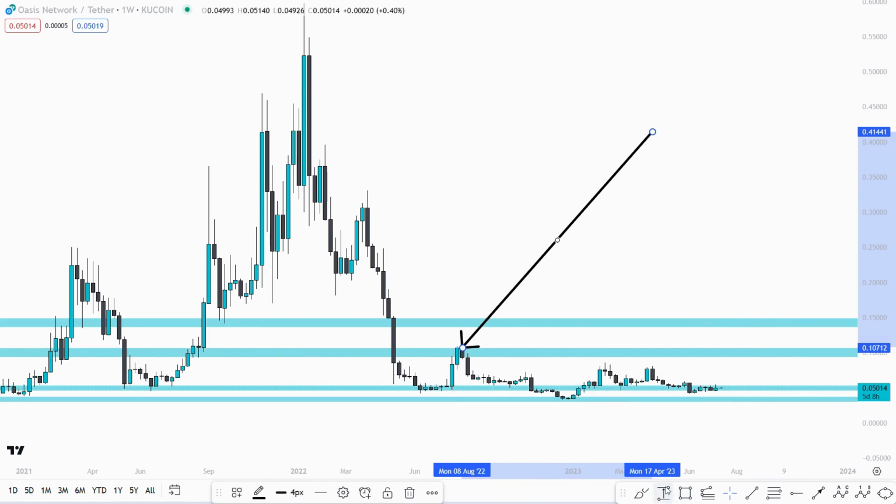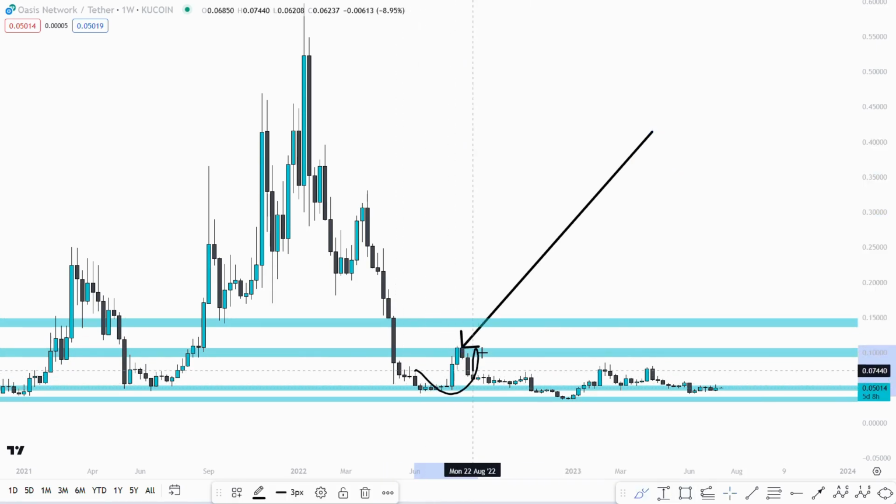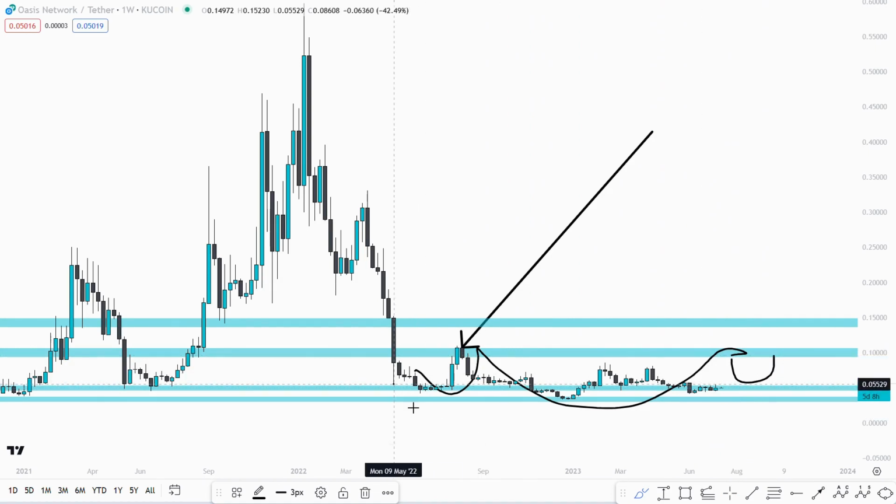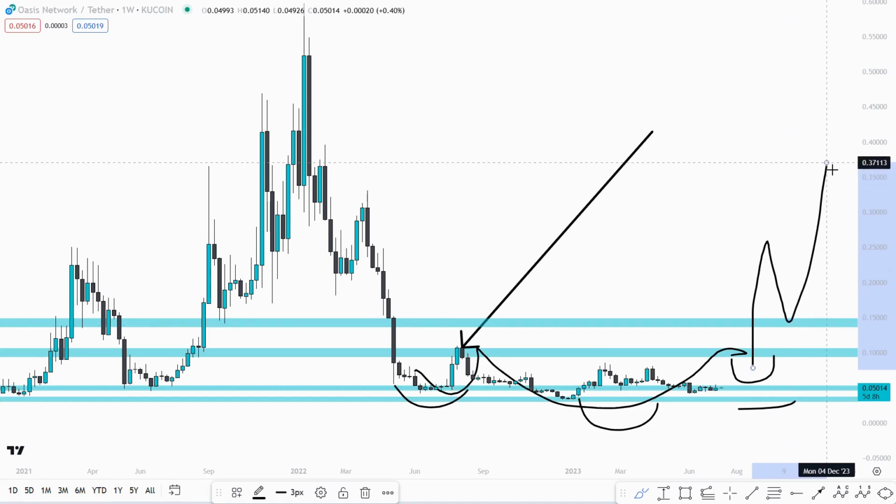If you remember, like what we saw for XRP, we got the first initial test to the upside, second initial test, we came back down for XRP, and it was almost like an inverse head and shoulders structure before then getting that big break, retest, continuation to the upside, which is kind of what I'm expecting here for Rose.